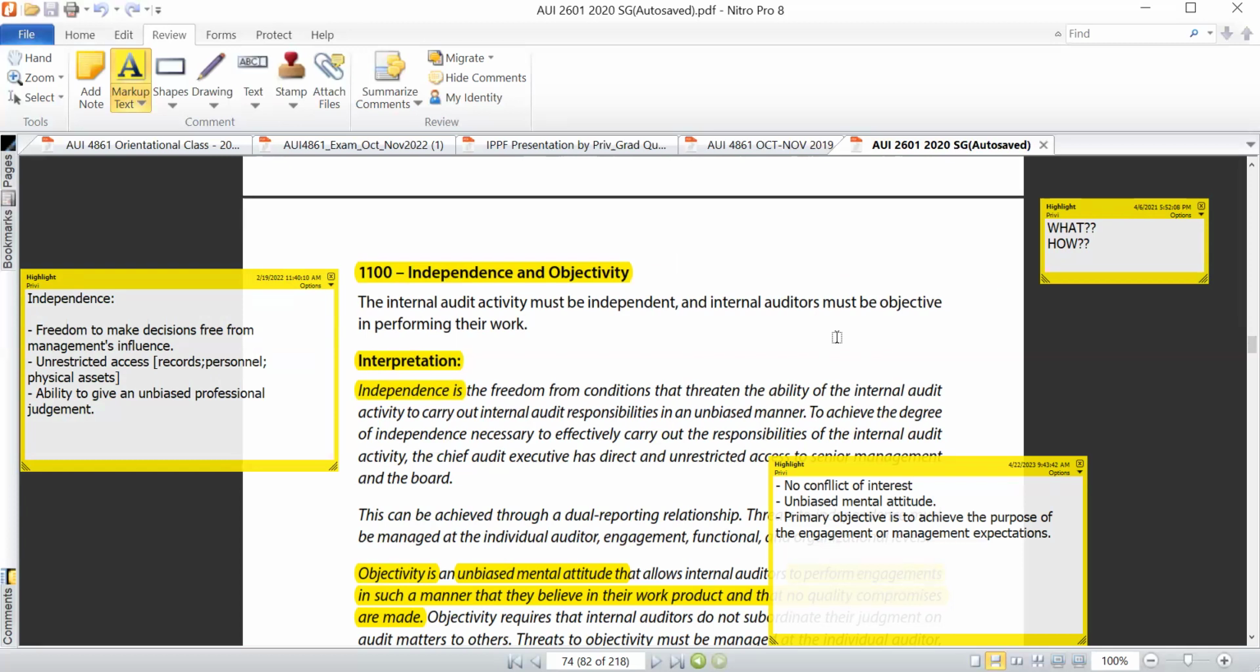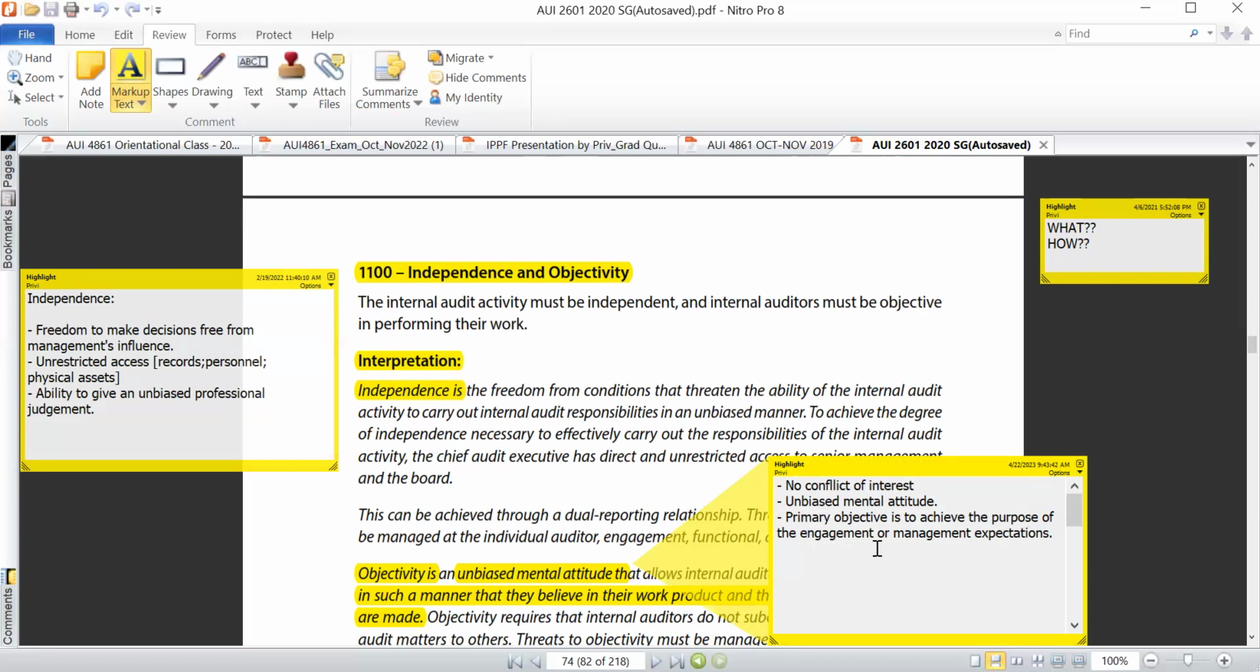But what is objectivity? Objectivity has to do with an attitude, an unbiased mental attitude. This is objectivity. And also being in a state where you have no conflict of interest. You do not allow any form of conflict of interest. Your primary objective is to achieve the purpose of the engagement or management's expectations. That's your primary objective and nothing else. So when you've got an unbiased mental attitude, it means you're objective as an auditor.